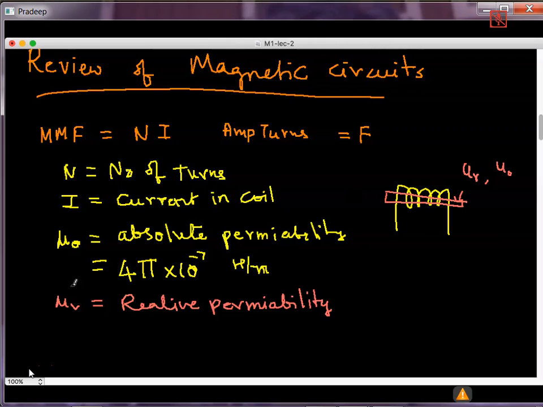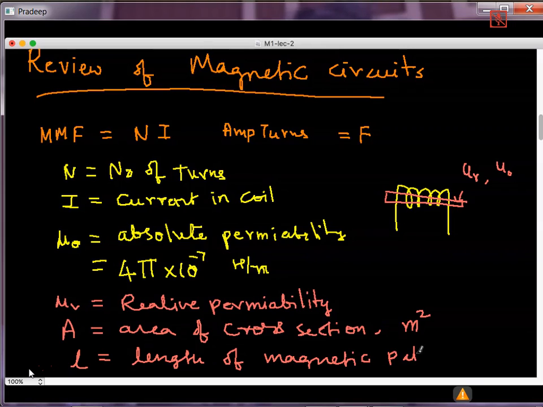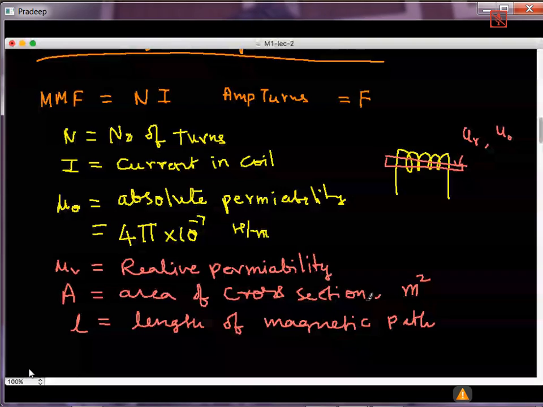Then there are two more things. A is the area of cross section. If you are using SI units, you should use meter square for this. And finally, L is the length of the magnetic path. Given these values, now I can calculate something.